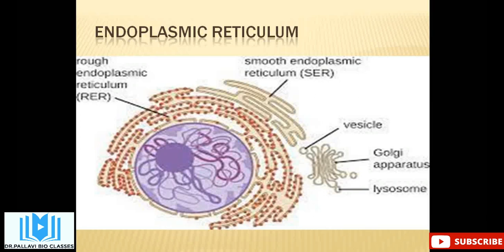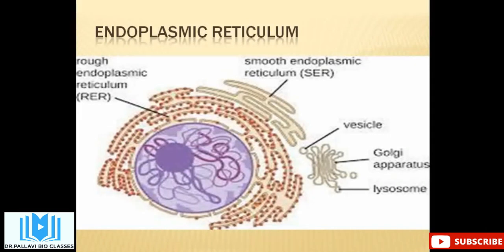Hello dear students, this is the video in which we will talk about the endoplasmic reticulum, which is a very important cell organelle of the eukaryotic cell. In this diagram you can see there are two types, rough and smooth. The endoplasmic reticulum on which ribosomes are present is the rough type, and the one in which no ribosomes are present is the smooth type of endoplasmic reticulum.